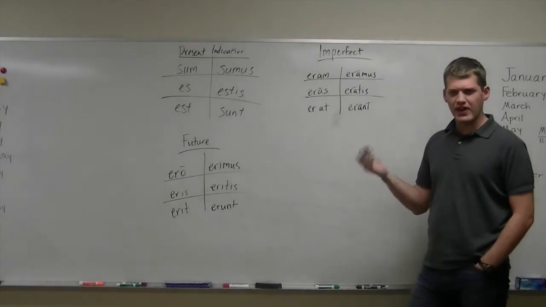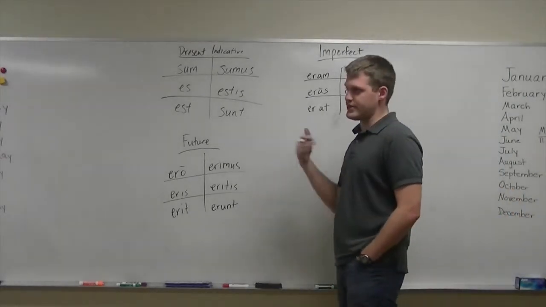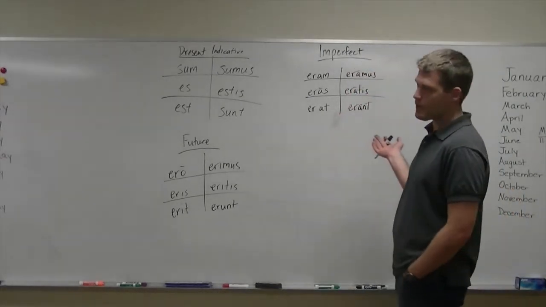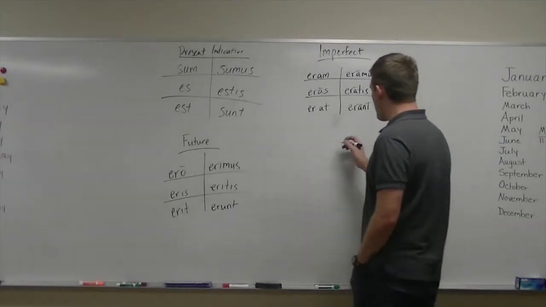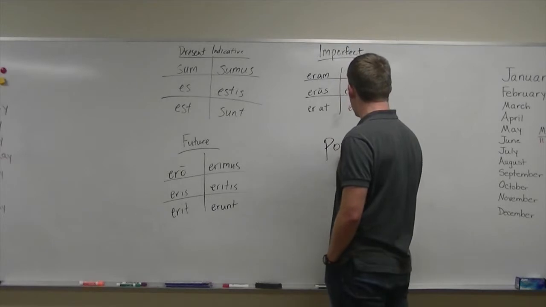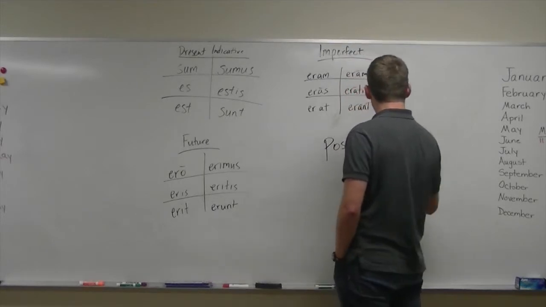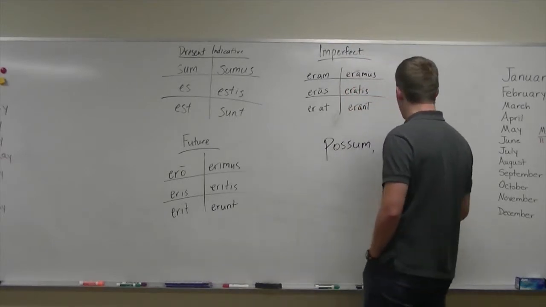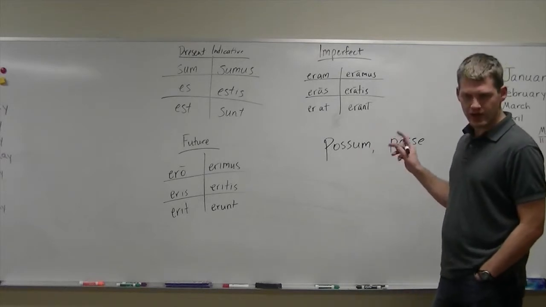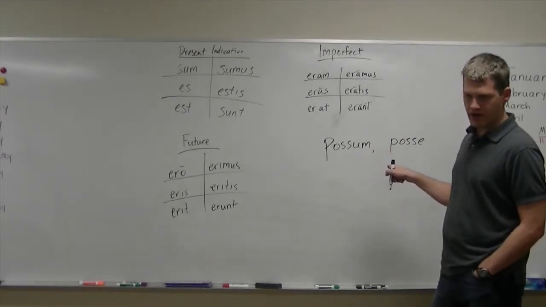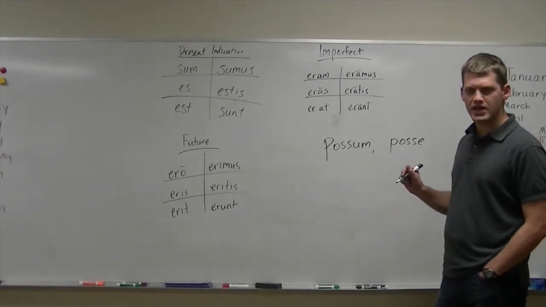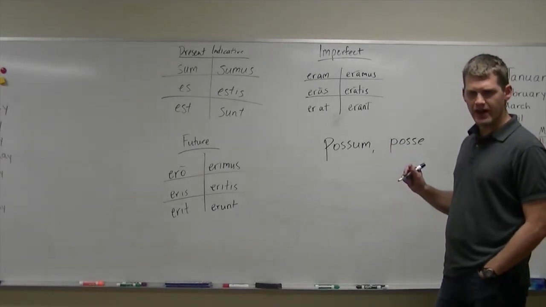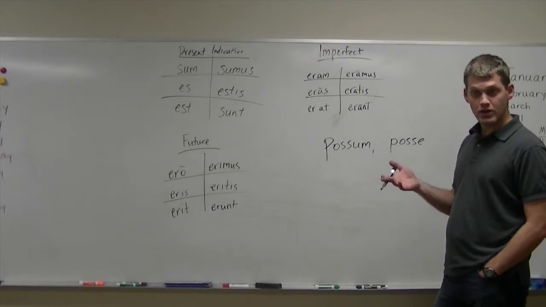So there's nothing super fancy or new grammatically going on there. It's just forms of sum to memorize, okay? But the new kind of trick is the verb possum, posse. And when I say those two principal parts, your mind should already be triggered. Something should be going off right here. Those are the two principal parts, possum, posse. Does that sound right? No, what should we have? What are we used to?